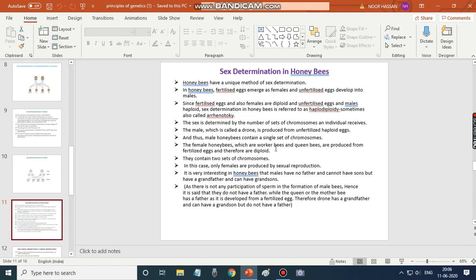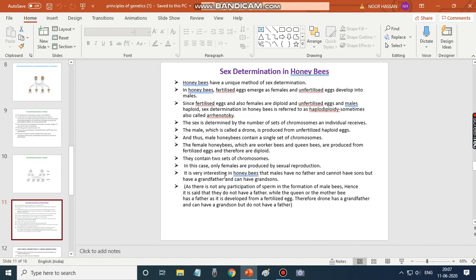The female honeybees, which are worker bees and queen bees, are produced from fertilized eggs and therefore are diploid. They contain two sets of chromosomes. In this case, only females are produced by sexual reproduction. Males, the drones, are produced by a non-sexual method, because unfertilized eggs develop into males or drones. It is very interesting in honeybees that males have no father and cannot have sons, but have a grandfather and can have grandsons also. This is interesting to note down.